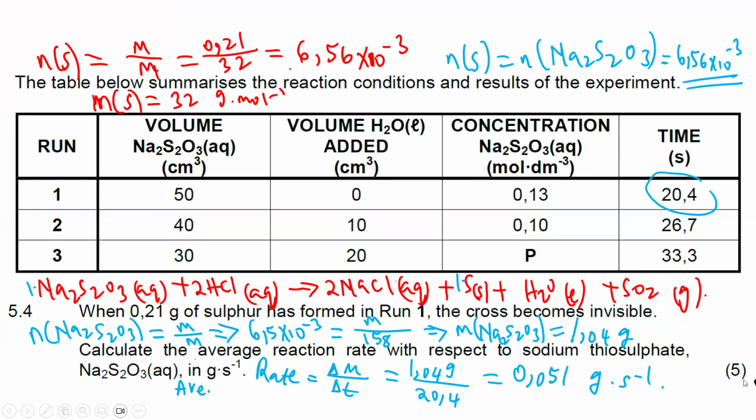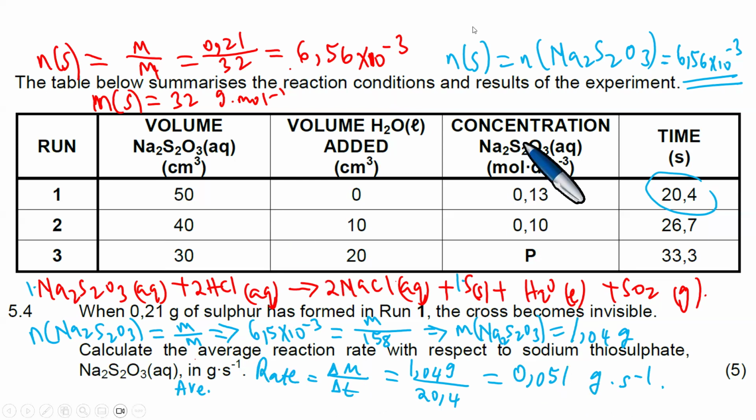Grams per second. So it means that we can find the mass, and the average rate, excuse me, is 0.051 grams per second. Okay, so you have exactly that one there. But yeah, you can write that.